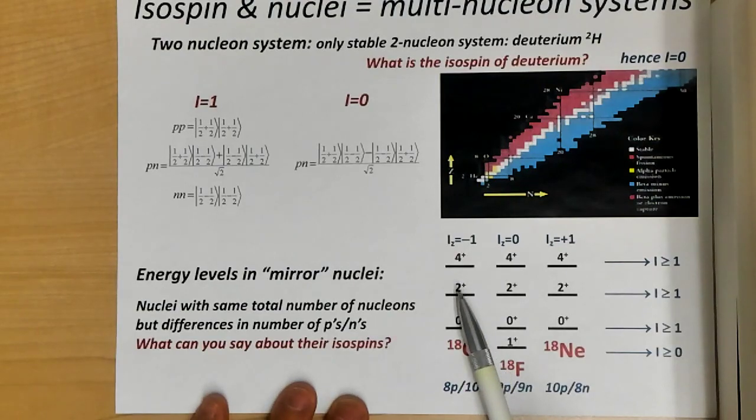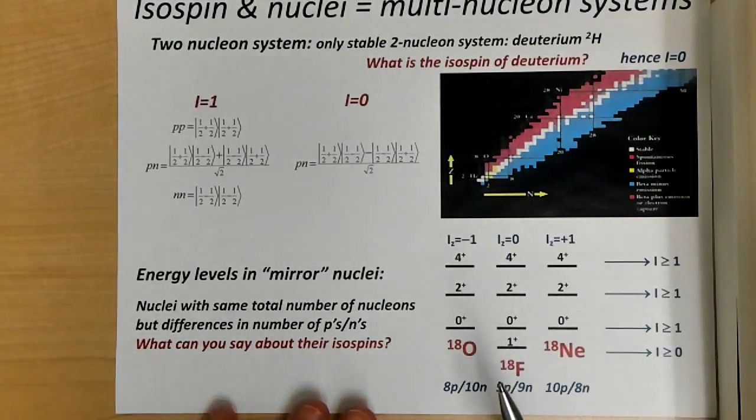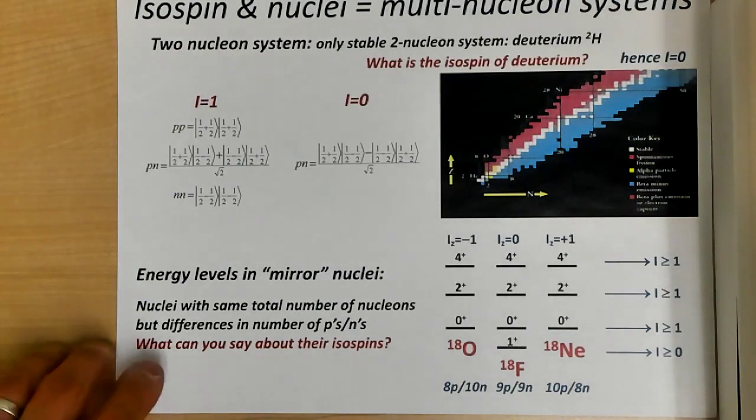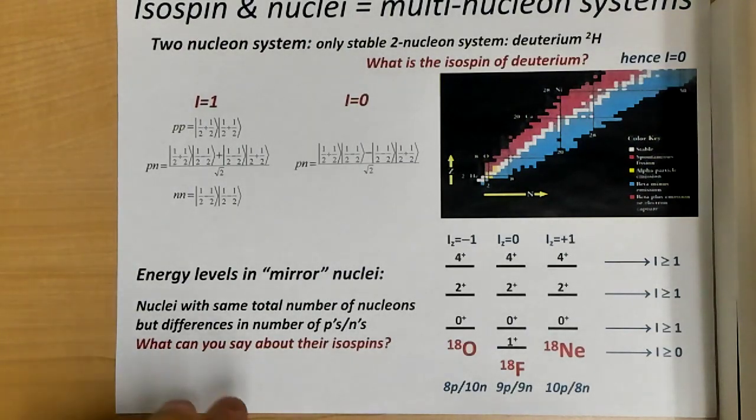Similarly, we end up seeing that the 2+ state also has 3 states, and the 4+ state, we see these 3 states as well. So these all belong to some representation of isospin that is greater than or equal to 1. So that's the end of the lecture on angular momentum addition and isospin.